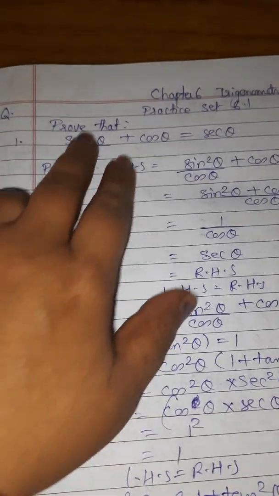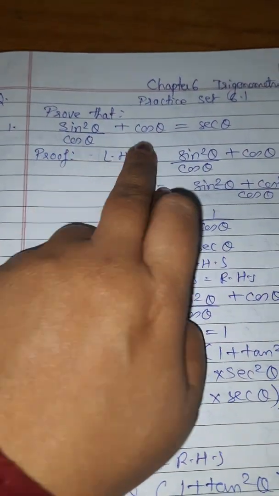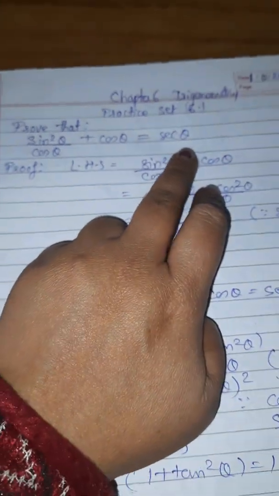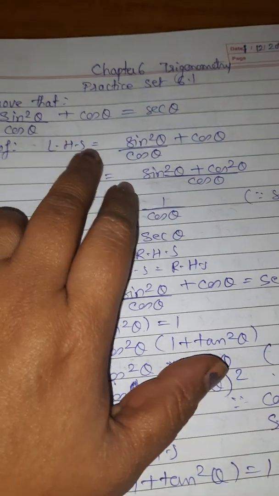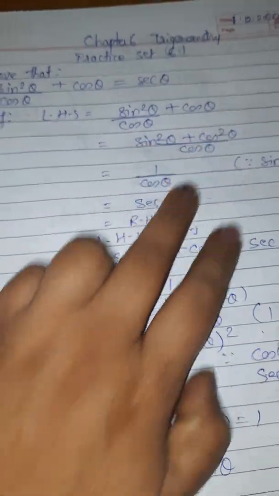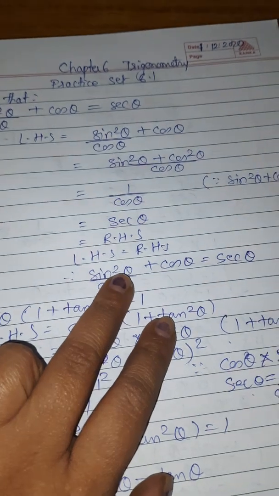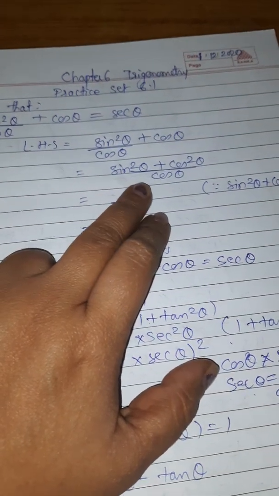Practice set 6.1. Prove that. In the first question, sin square theta upon cos theta plus cos theta equals sec theta. It is given, so we have to prove the right hand side. For that, we take the left hand side, sin square theta upon cos theta plus cos theta. It is already given in the question in the form of sin theta and cos theta.